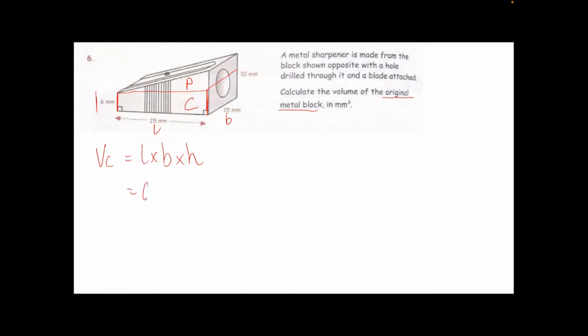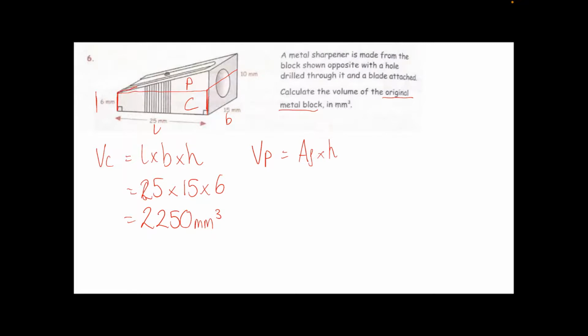So I'm doing my 25 times by 15 times by 6, and that should give us 2250 millimeters cubed. The volume of our prism then is the same as the area of the face multiplied by the height, which is really like how long the face goes through.